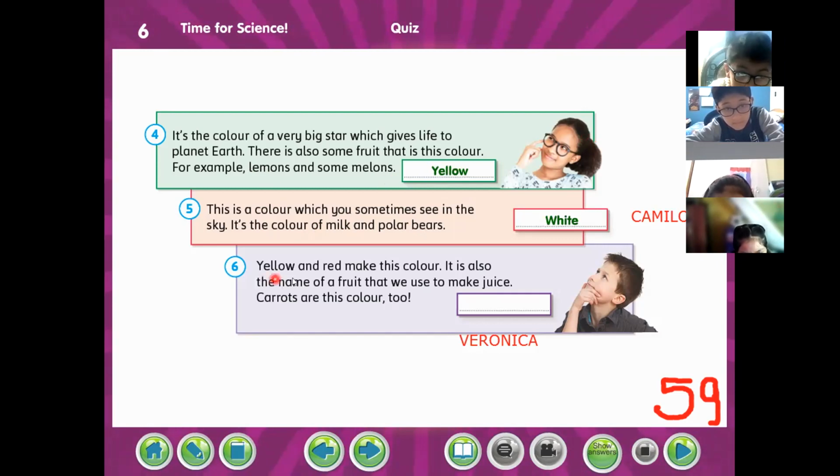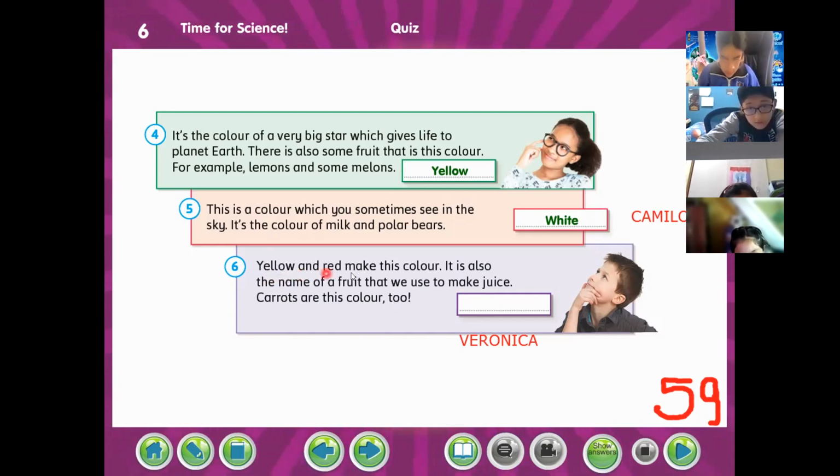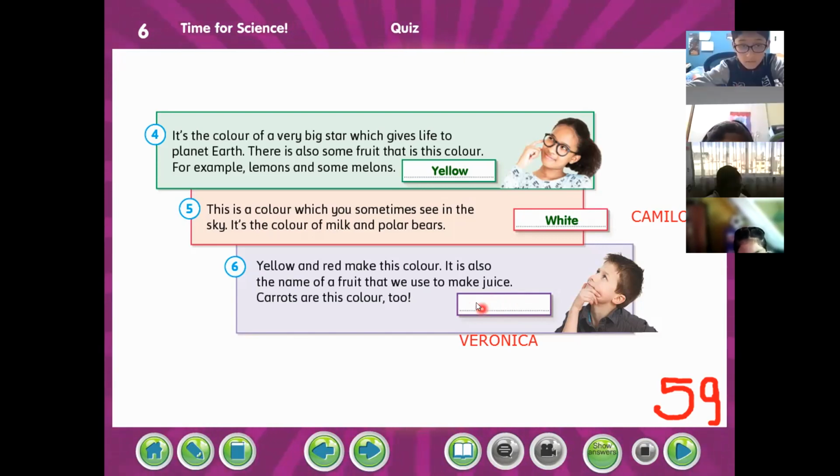Veronica, please. Number 6. Veronica, read number six, please. Okay, professor. Yellow and red make this color. It is the name of a fruit we use to make juice. Carrots are this color too. What color is it, Veronica? Oh, come on, Veronica. Okay, Rodrigo, tell me the answer, please. It's orange, teacher, orange. Good job. Thank you. As you see, my friends, these are the riddles.